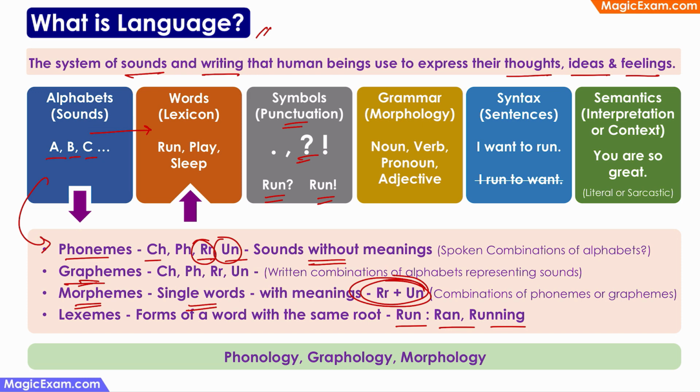Then there is grammar or morphology. So grammar or morphology is telling us what is this word. So is run a noun, or is run a verb, or is it an adjective?